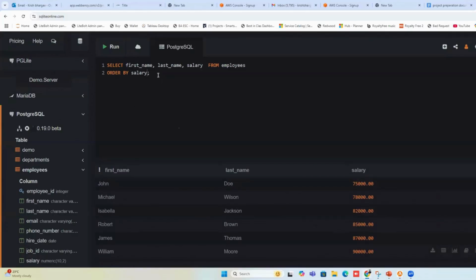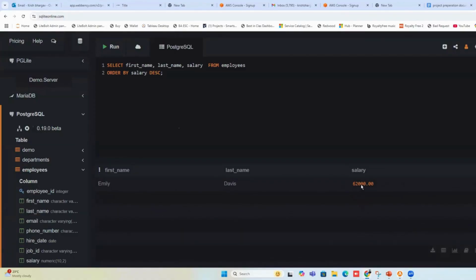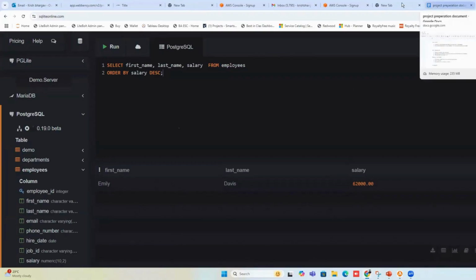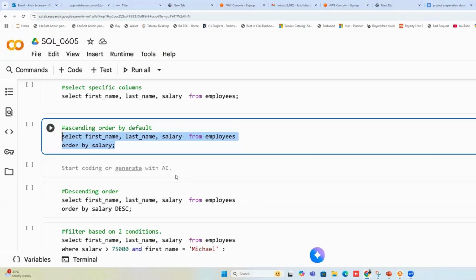By default, it does ascending order. If I want descending order, I just put DESC, which means it will do descending order. You see, now my highest salary is on the top and the lowest salary is at the bottom. Got it? Yes, sir. Awesome. Easy peasy.